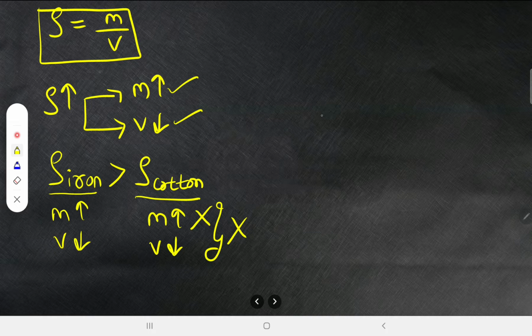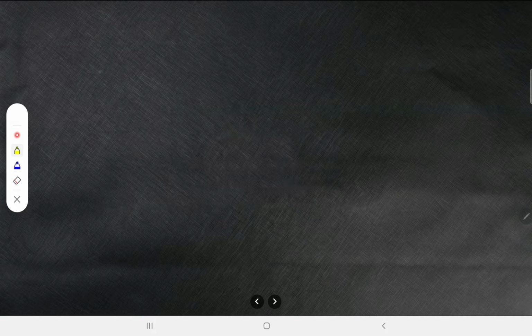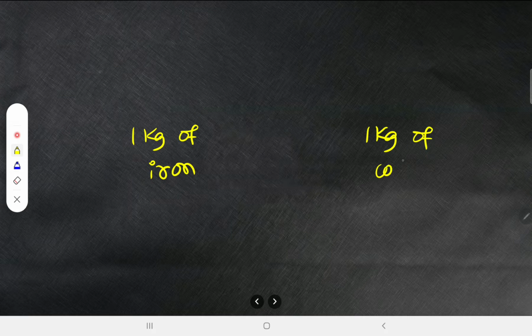All right, so let me give you one more example here. For example, let me go to the other page. Now here 1 kg of iron is there. 1 kg of iron and 1 kg of cotton. Which one will feel heavier? Don't say that iron is going to feel heavier, because both are 1 kg. This is also 1 kg and this is also 1 kg. Both will have the same downward force.